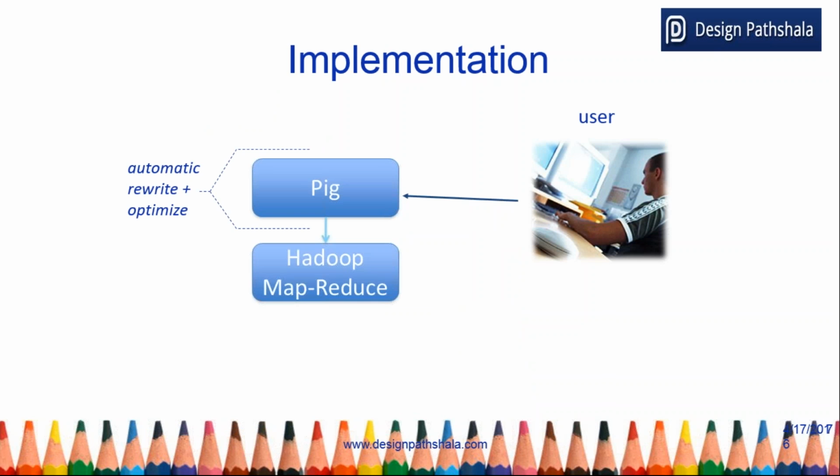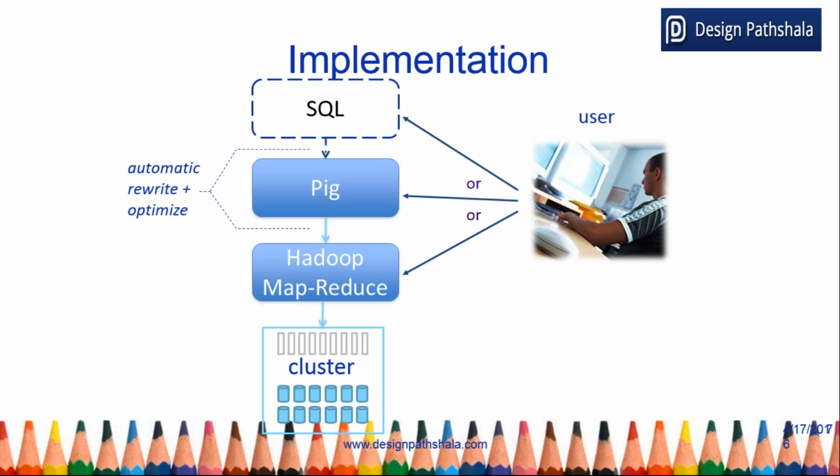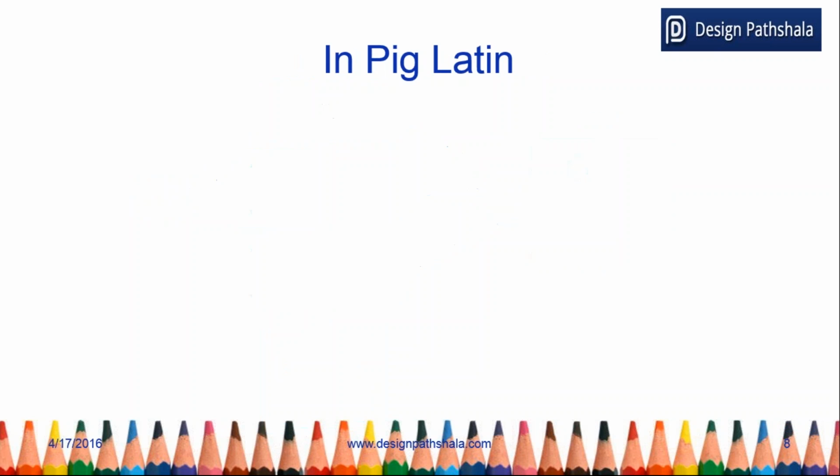So I could have written it in Pig, which would create MapReduce code for me, or I could have written my own MapReduce code, or I could have written it in Hive, kind of thing. It's up to me. So let's see how I would write the code in Pig.